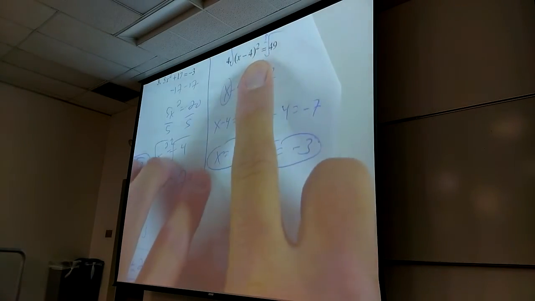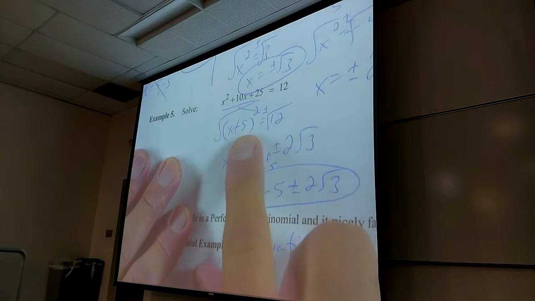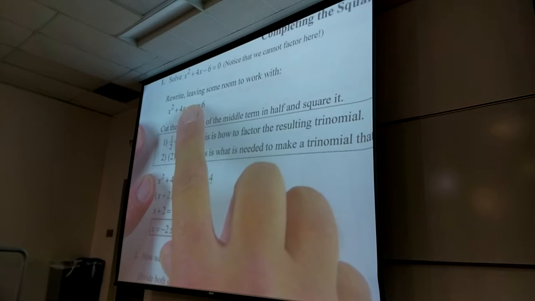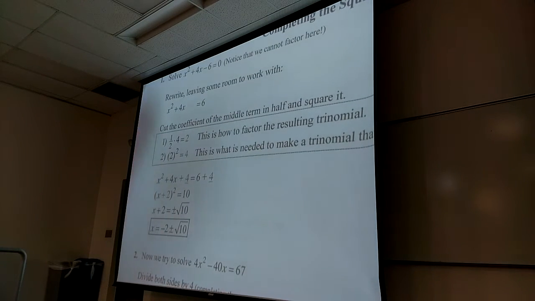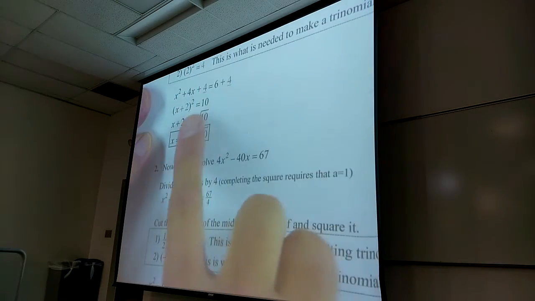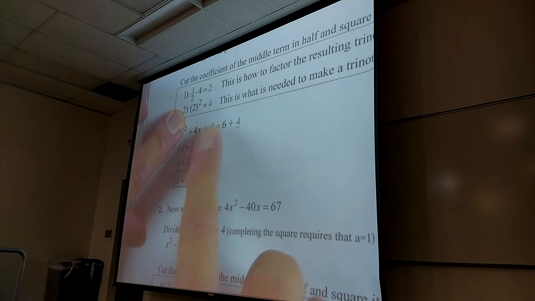Remember this problem we did? If I can write it like this, I can square root both sides. This one, I just had to factor it, and then I could square root both sides. This one, if I can figure out what to add here so that this becomes something squared, I could just square root both sides. So that's why completing the square is useful. If I do this process, half of 4 is 2. That's what's going to go here. Half of 4 is 2. 2 squared is 4. That's what's got to go there.